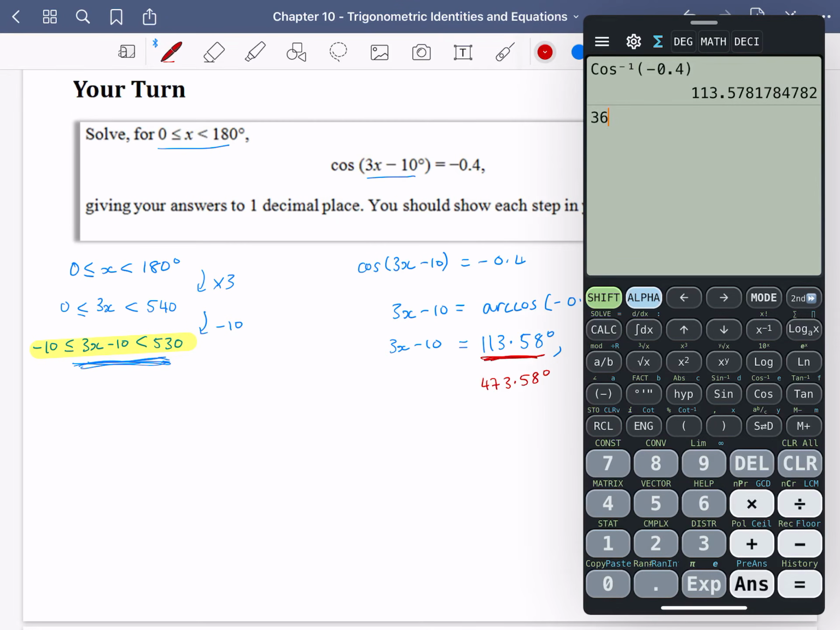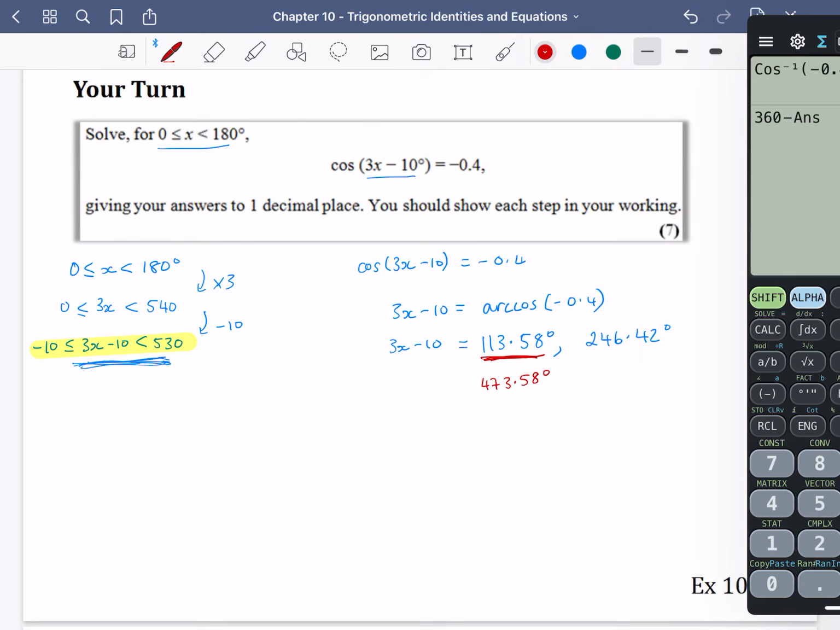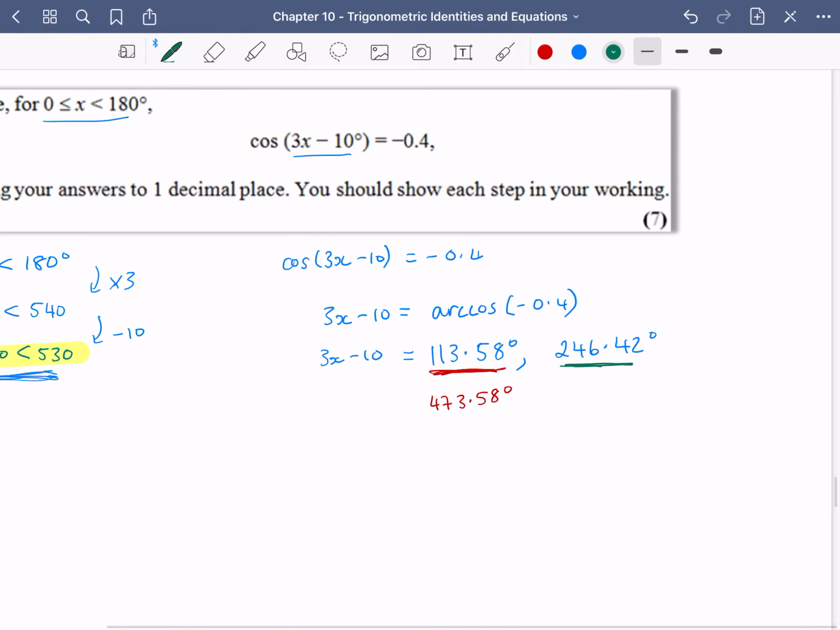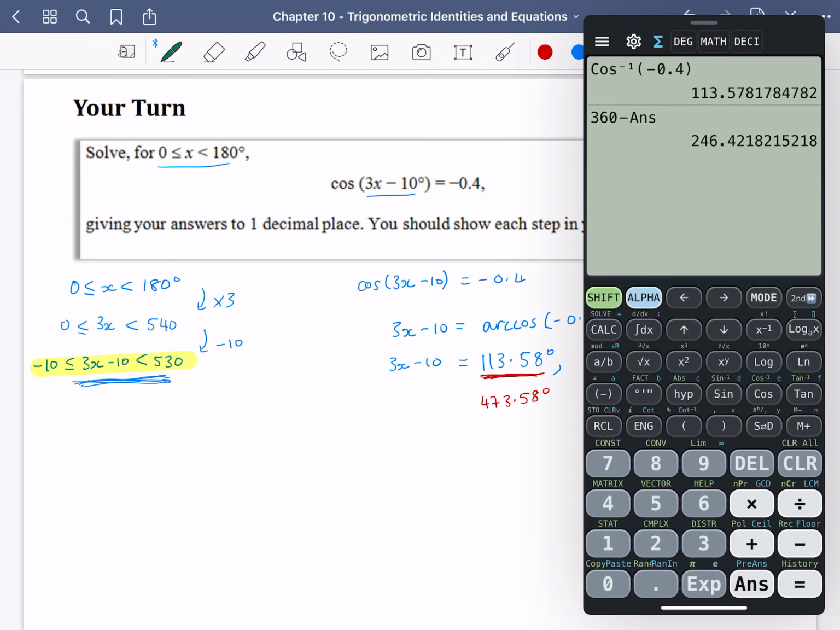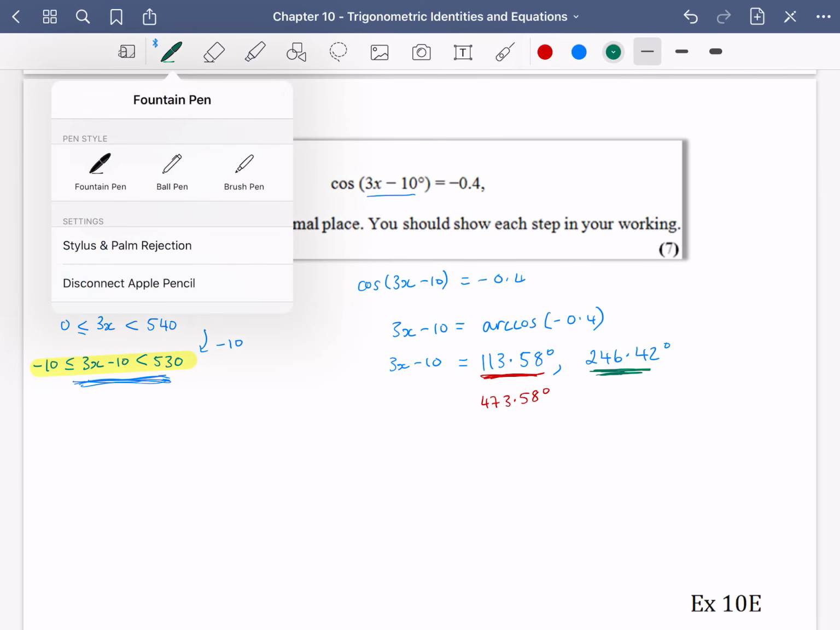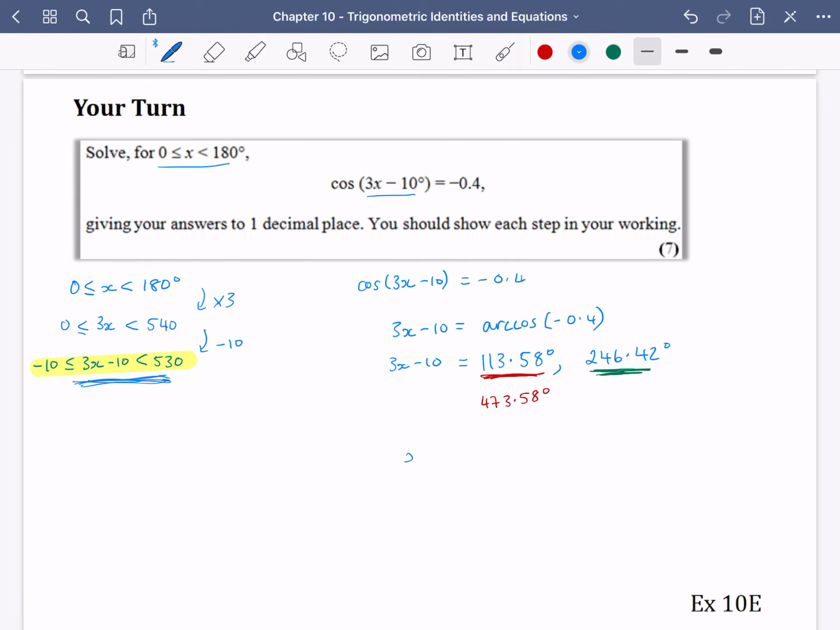Okay, so the other value that we had is 360 minus that, which was 246.42. Let's do that one in the green. I'm going to add 360 to that, and I get 606.42, which goes bigger than the range, so we can't use that one. But maybe if I take away 360, would it still be in range? No, it's also too far away. So actually there's only going to be 3 here, because either side of this one is going outside of the range.